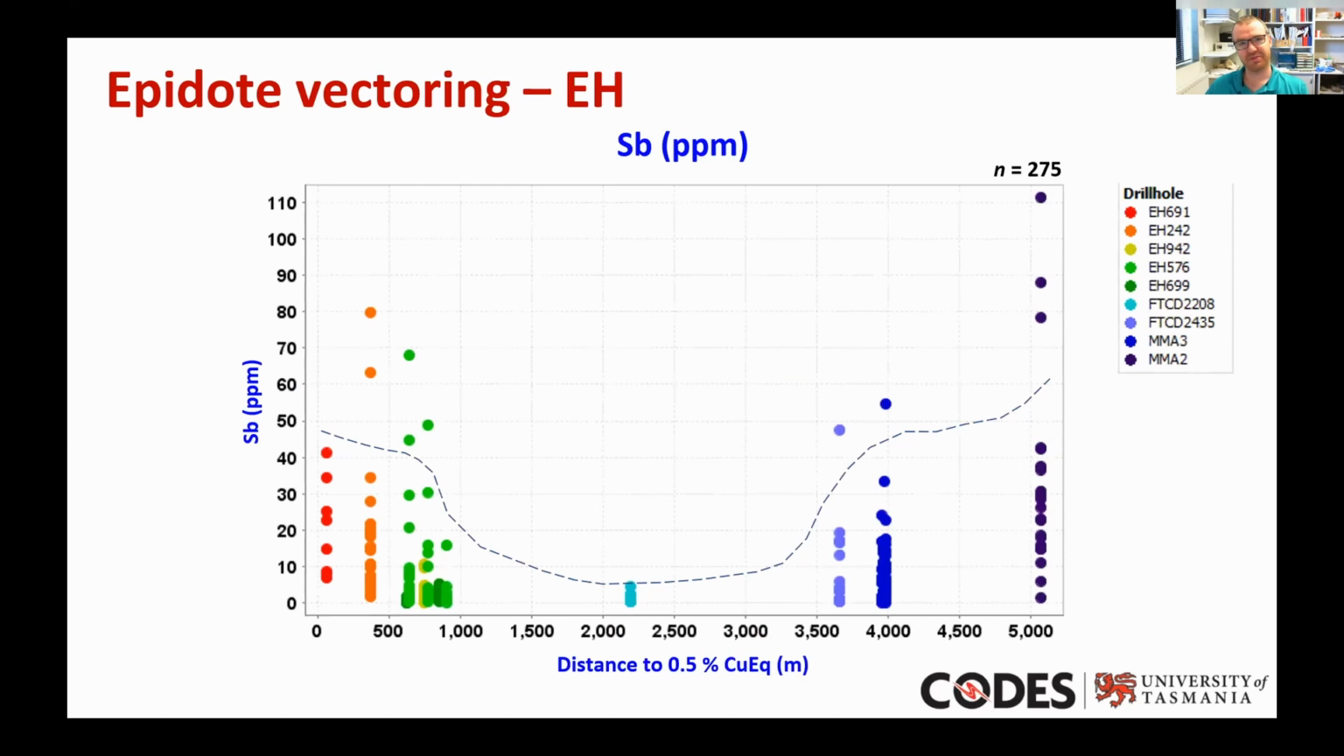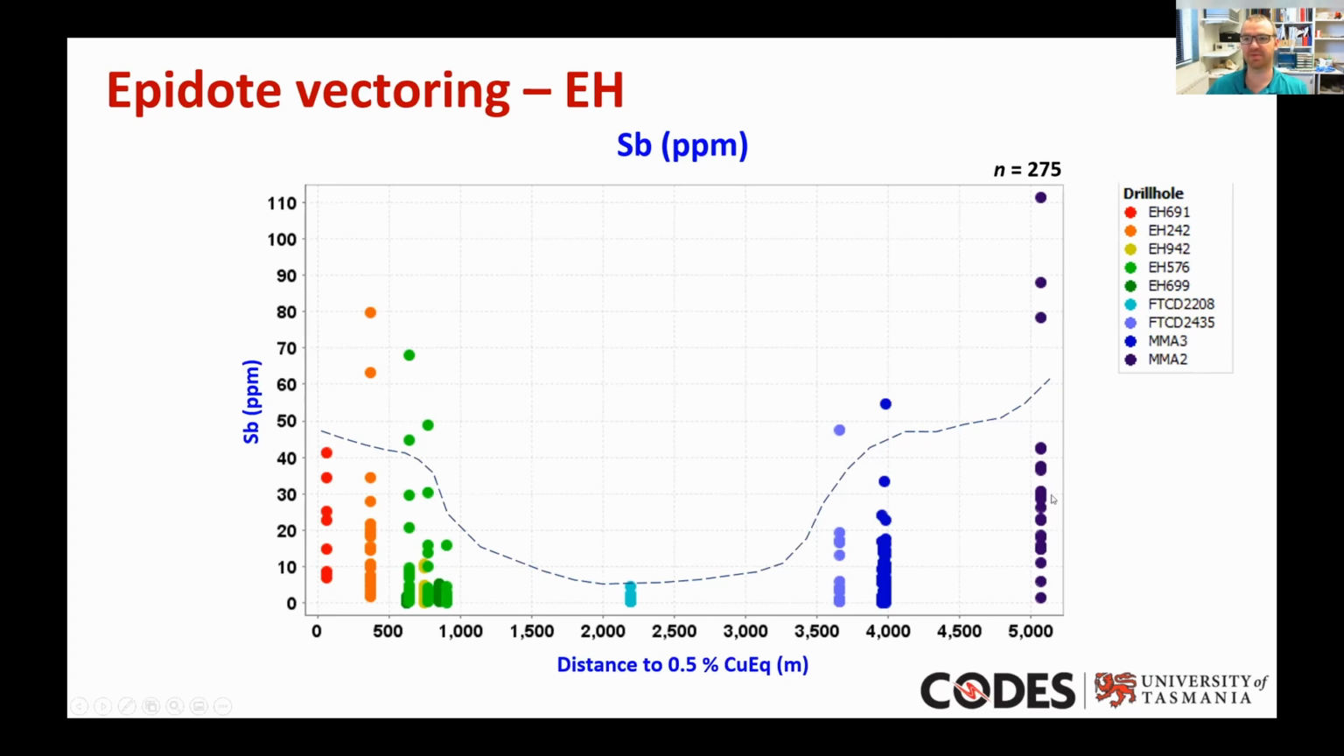Vectoring with Epidote. That's also kind of interesting. We've got high antimony inboard, closer to the deposit, like within the ore shell. It falls away out to about 1 kilometer, which is where the density of our samples drops off. We have a big sample gap for 1 kilometer to the next drill hole, and then another big sample gap out to FTCD 2435, MMA3, and then finally MMA2. But the overall trend is this big U, where we're high inboard, we drop away middle, and then we start rising again. So that's interesting.